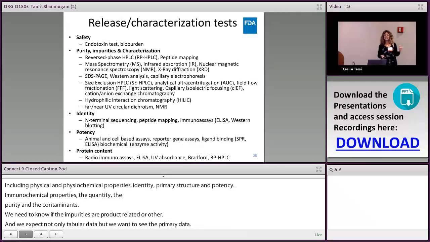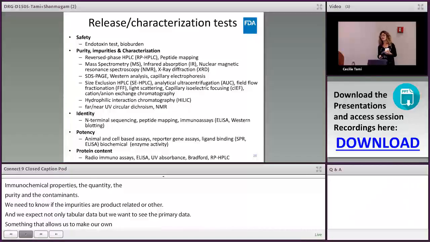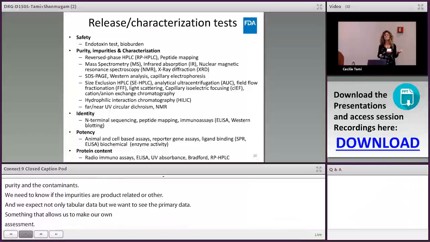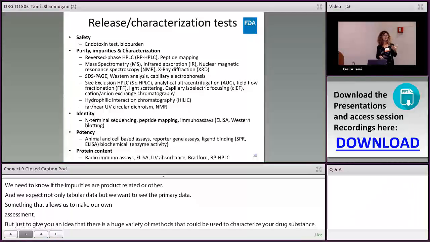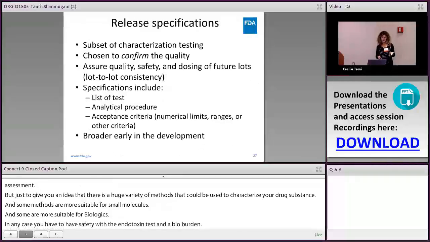So this slide is not for you to read every single word, but just to give you an idea that there is a huge variety of methods that could be used to characterize your drug substance. And some methods are more suitable for small molecules, others are more suitable for biologics. But in any case, there should be methods to assess the safety from an endotoxin and bioburden standpoint, methods to describe the purity and the impurity profile of your product, identity, potency, and protein content.